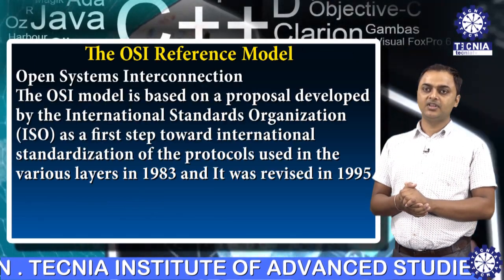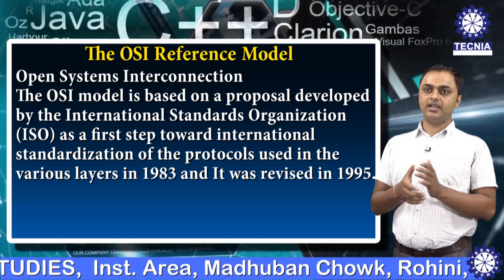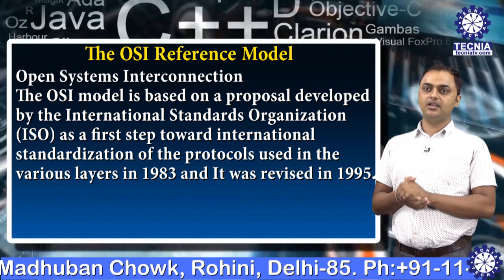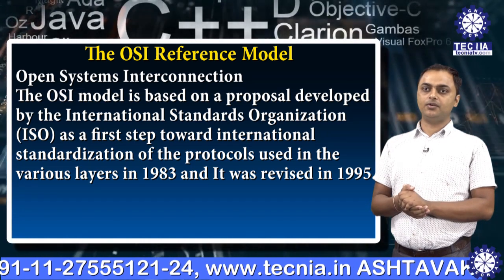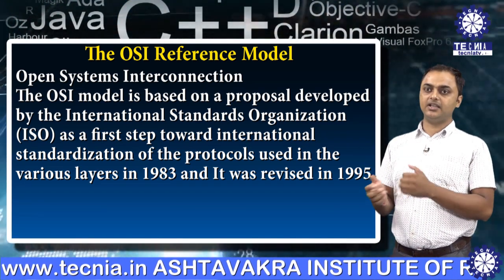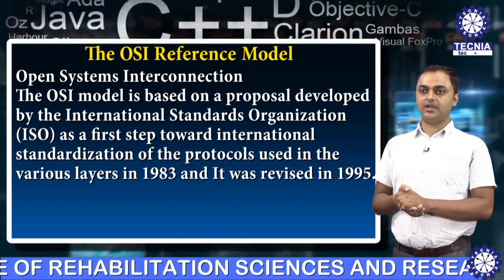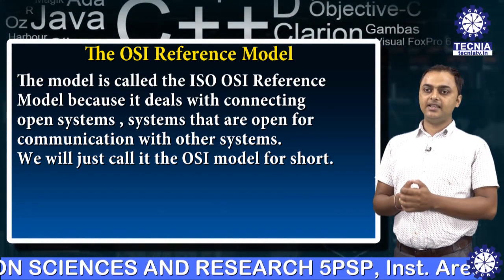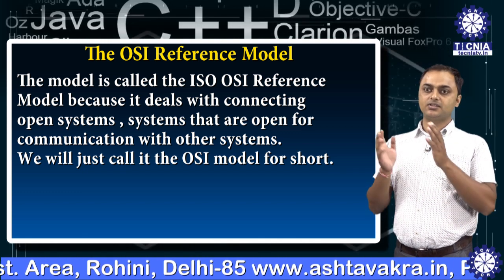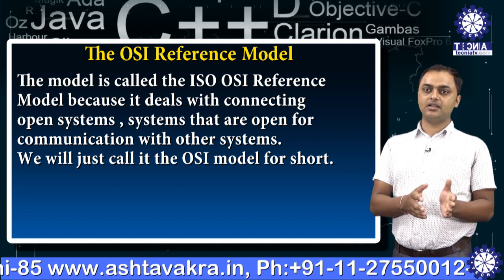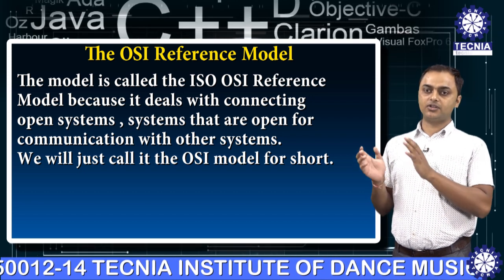The OSI means Open System Interconnection. The OSI model is based on a proposal developed by the International Standards Organization as a first step towards international standardization of the protocols used in various layers in 1983, and it was revised in 1995. The model is called the ISO OSI Reference Model because it deals with connecting open systems that are open for communication with other systems. We will just call it the OSI model for short.